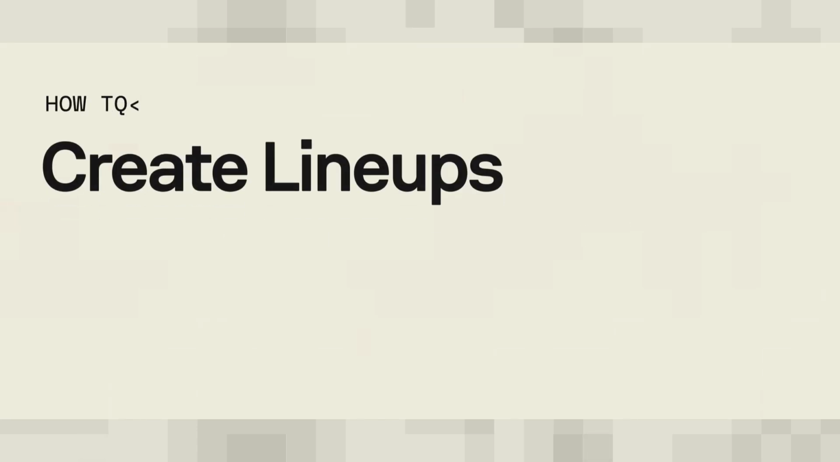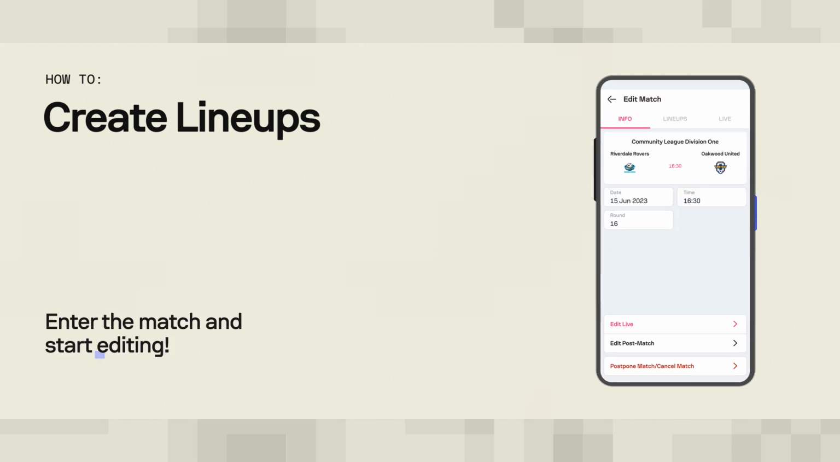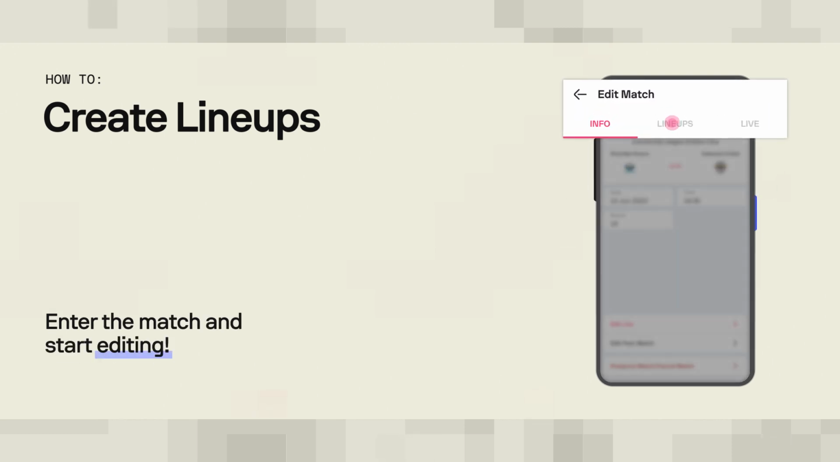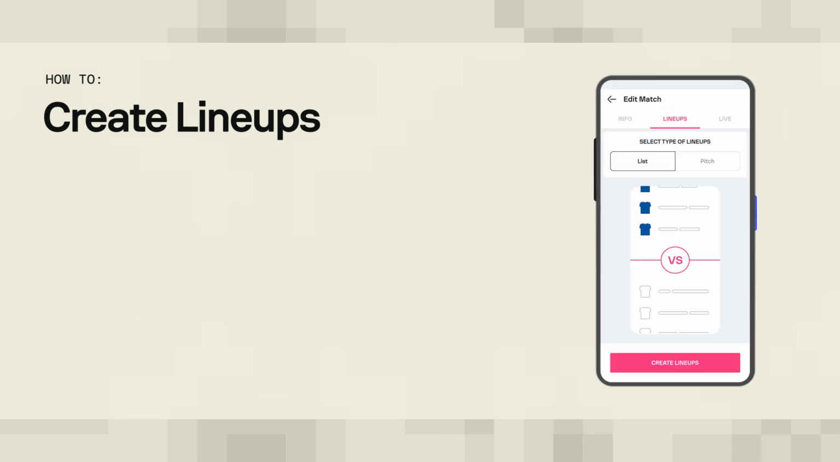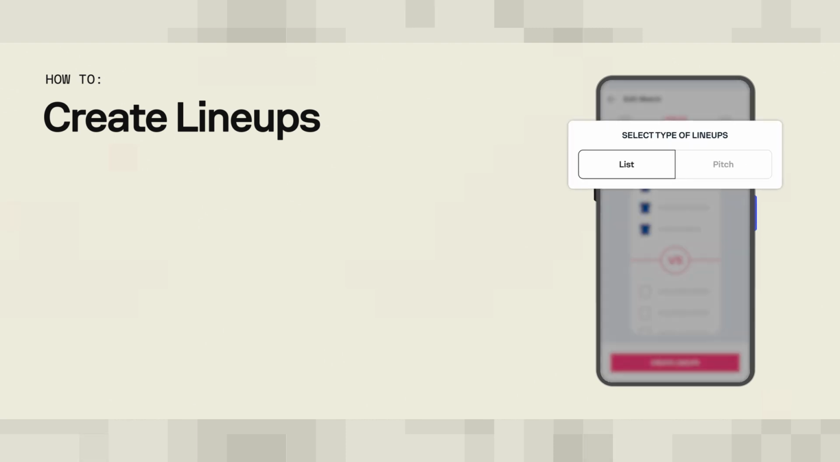How to create lineups. Once you found the match you were looking for, switch to the Lineups tab inside the match screen. From there, you can go in two separate ways, depending on whether you choose to create the lineup from a list of players or arrange them directly on the field.